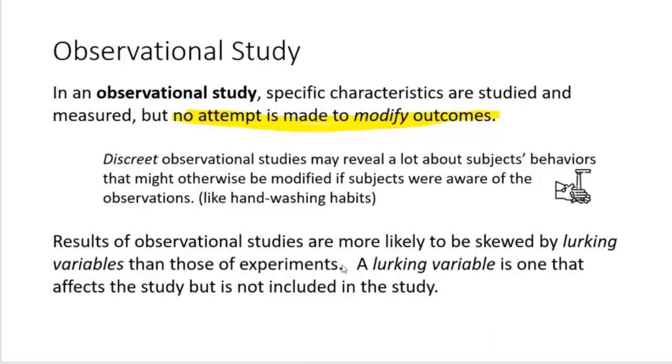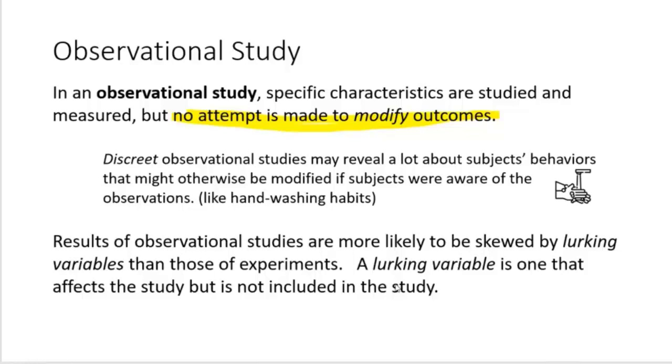In other words, in an experiment, you can control a lot. But if you're doing an observational study, there could be something totally unexpected that you're not really measuring, and yet it affects the outcome of the experiment. So it's not included in the study. A lurking variable is not included in the study, but somehow it had a big effect, or it could have had an effect on it.